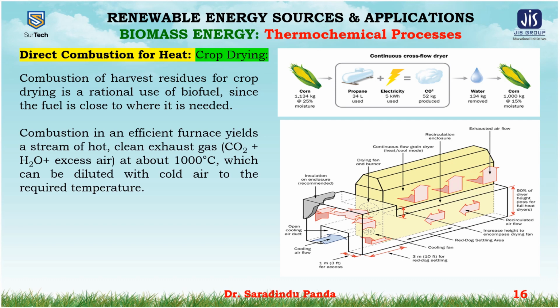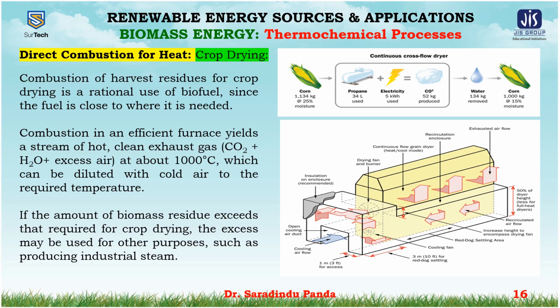The combustion in an efficient furnace yields a stream of hot, clean exhaust gas including carbon dioxide, vapor and excess air at about 1000 degrees centigrade, which can be diluted with cold air to the required temperature. If the amount of biomass residue exceeds that required for the crop drying, the excess may be used for other purposes such as producing industrial steam. This is an important crop drying mechanism shown in the figure.